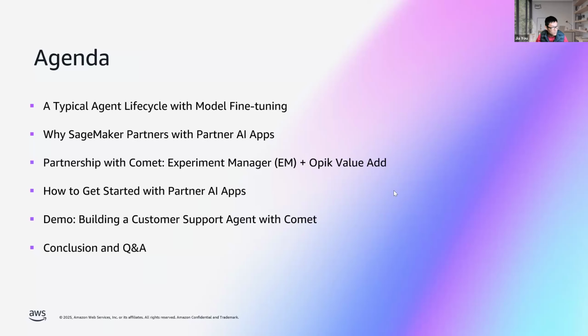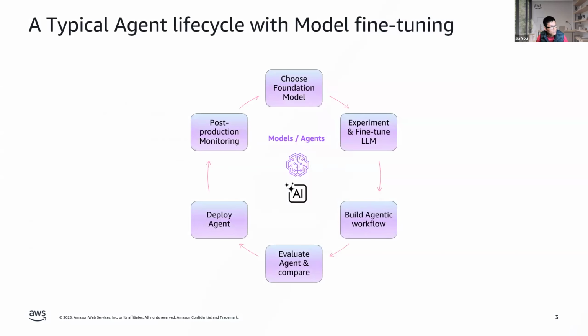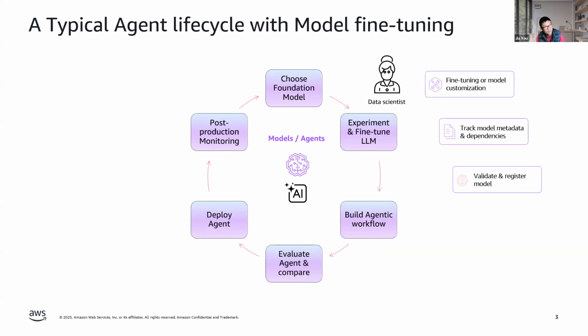Okay? All right, sounds good. So let's talk about what a typical agent lifecycle looks like with model fine-tuning. As you can see, a lifecycle like this has multiple stages, different steps, ranging from choosing a foundation model, fine-tuning the model, and actually building an agent that uses that model, evaluating, comparing, tracing the agent before deploying the agent into production, and then monitoring it after it's been deployed. So it's really involving multiple stages and different personas. It's quite complex. But let's kind of unpack this a little bit, right?